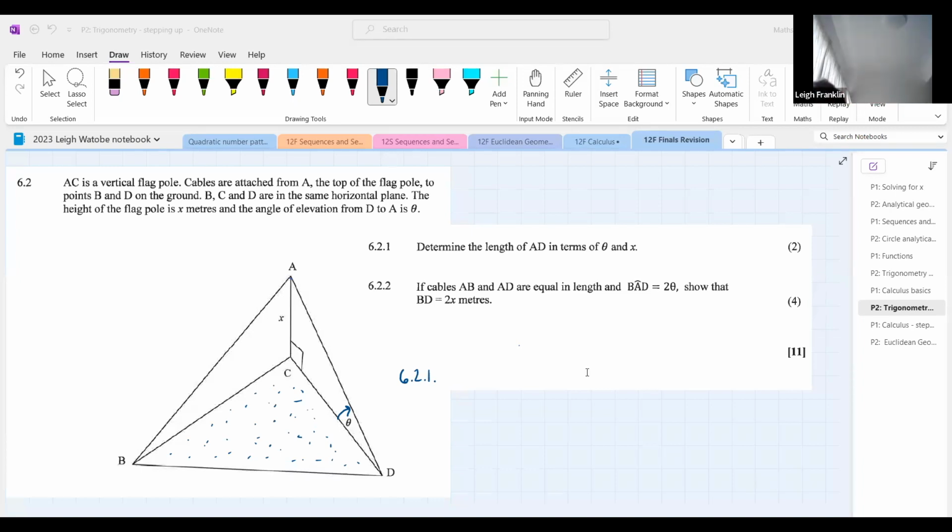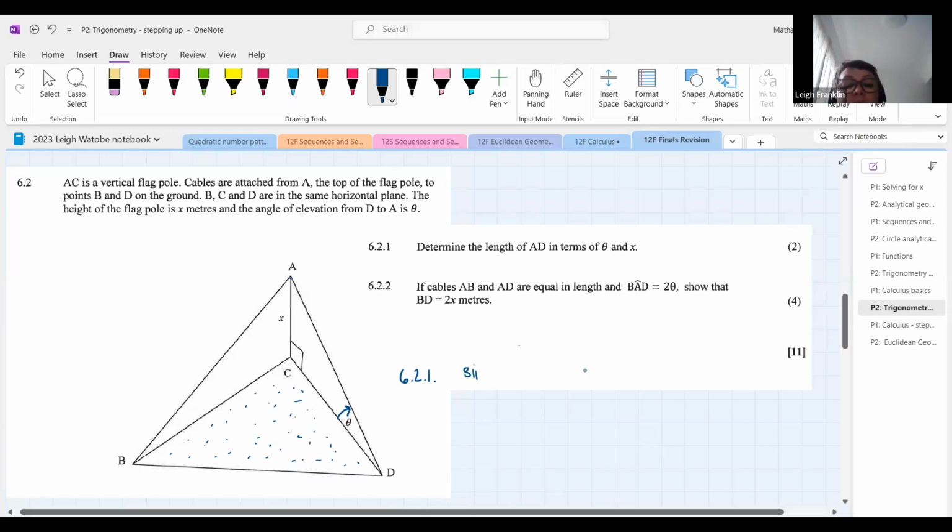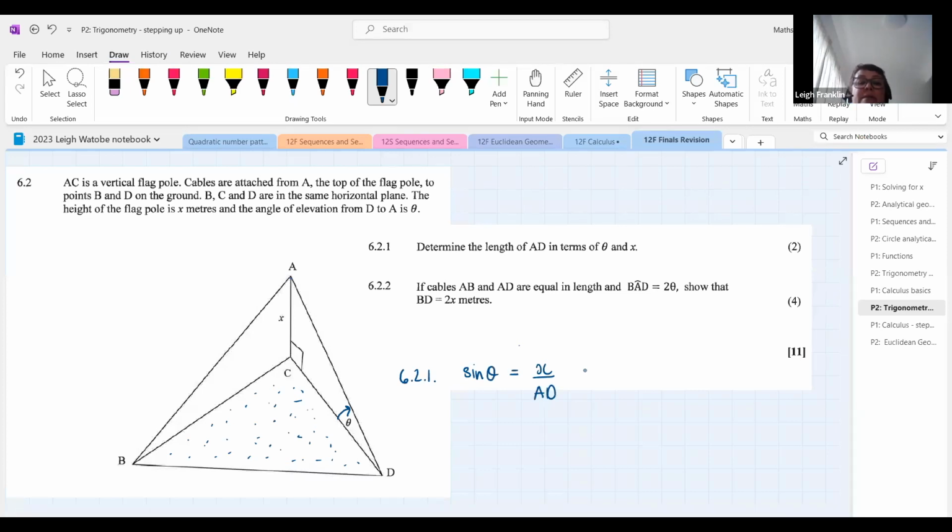So if we've got opposite and hypotenuse, we have to use the sine of the angle. So let's start like that. Sine theta is opposite x over AD, the hypotenuse. And now we need to rearrange. So that means that AD will be equal to x over sine theta, like so. Is that okay with everybody?